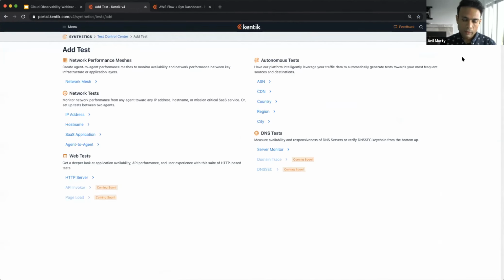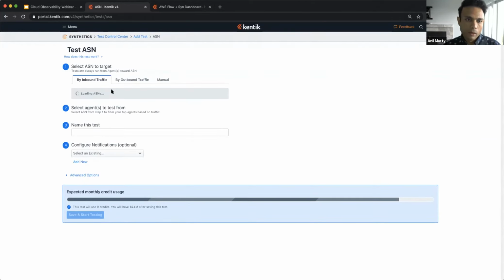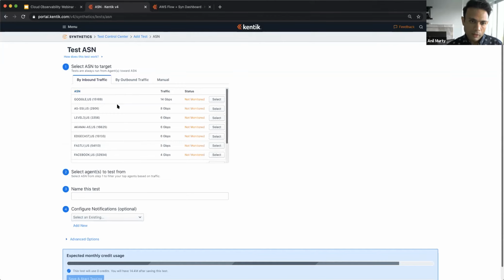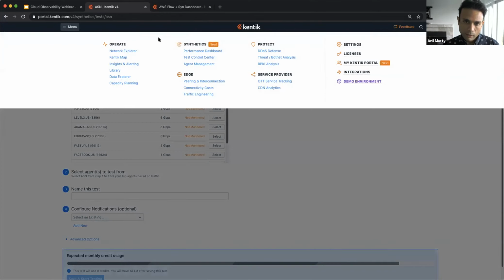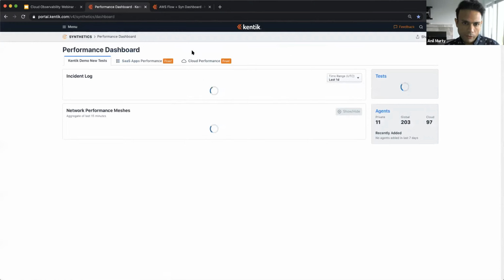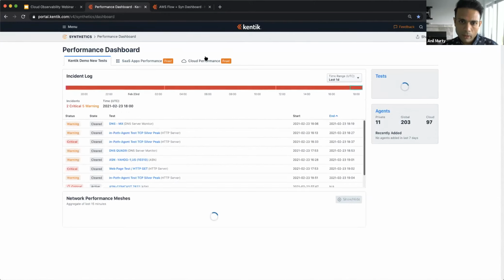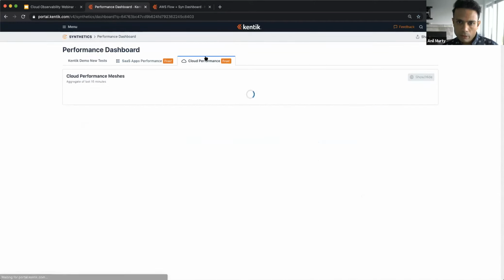You can add different types of tests ranging from network layer tests to web and DNS, and you can also leverage real flow traffic to look at the common destinations where you have the most traffic going, and then choose to monitor one specific one of those. That's just a general overview of how Kentik Synthetics works. Now, to jump into the specific thing that I want to talk about today, which is monitoring cloud performance.